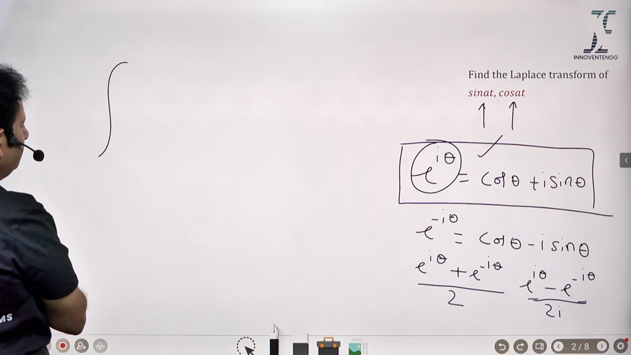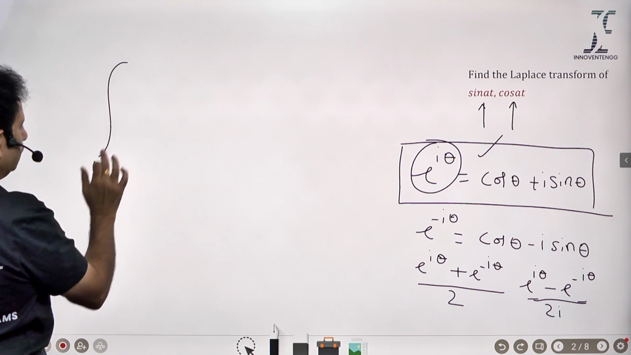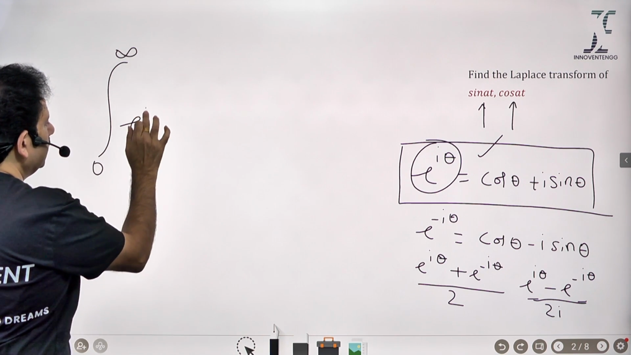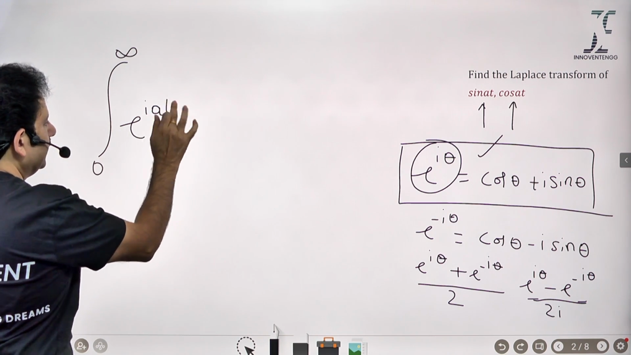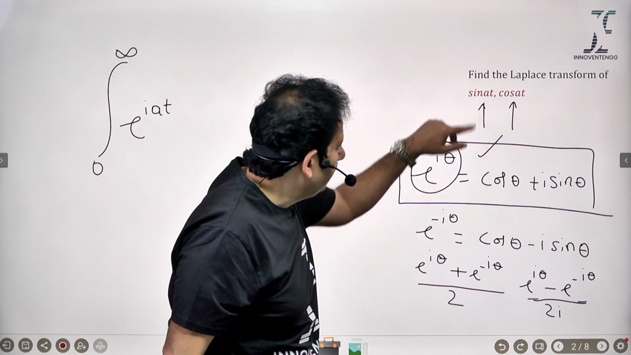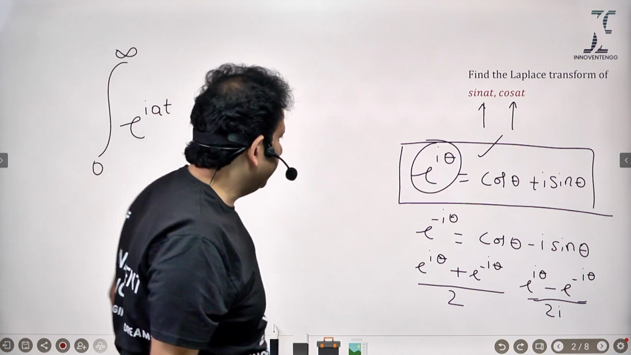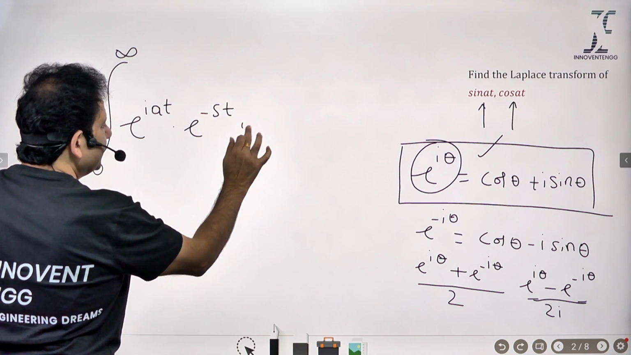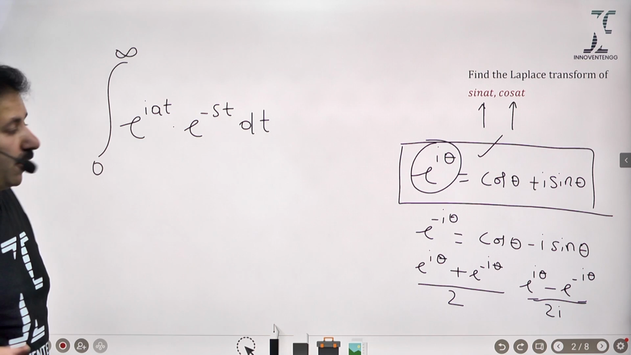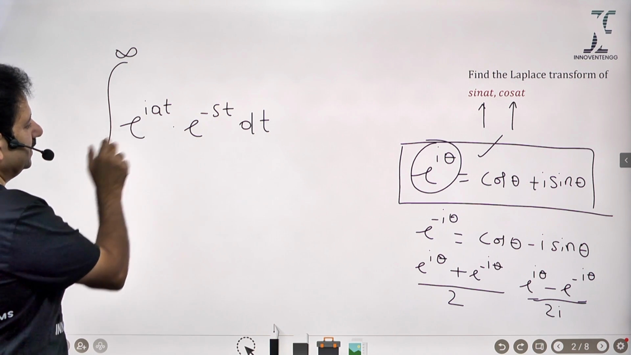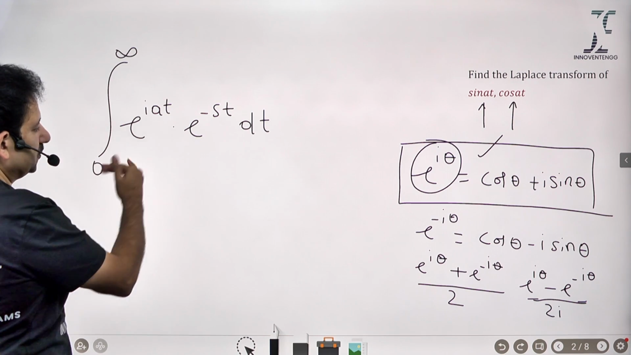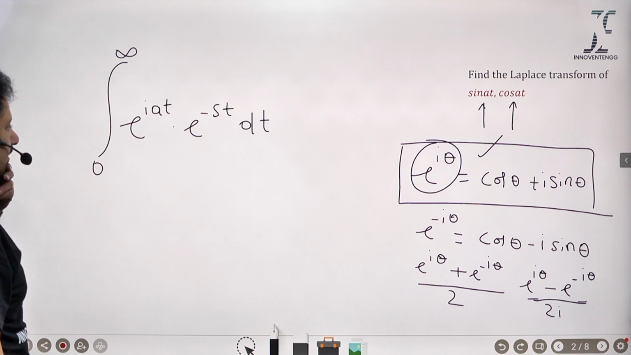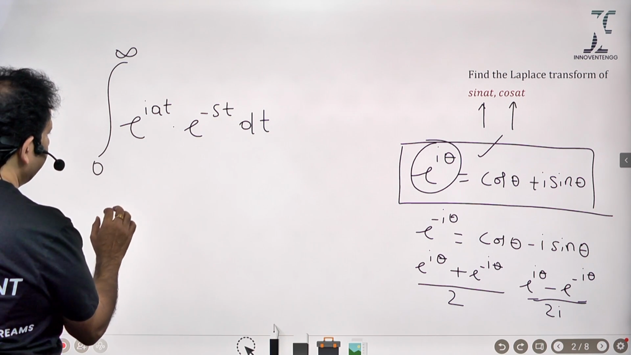So now what I would do is I would consider the following: integral from 0 to infinity. I'm not going to use either sine or cosine. Instead, I'm going to use e^{iat}, because I'm replacing theta by at, that is my angle, and that is going to be multiplied by e^{-st} dt. Correct? All that I did is I just replaced the f of t function by e^{iat}, because this has a definition for both cos and sine. That is the Euler formula. So how would I go about this? This is very, very easy.